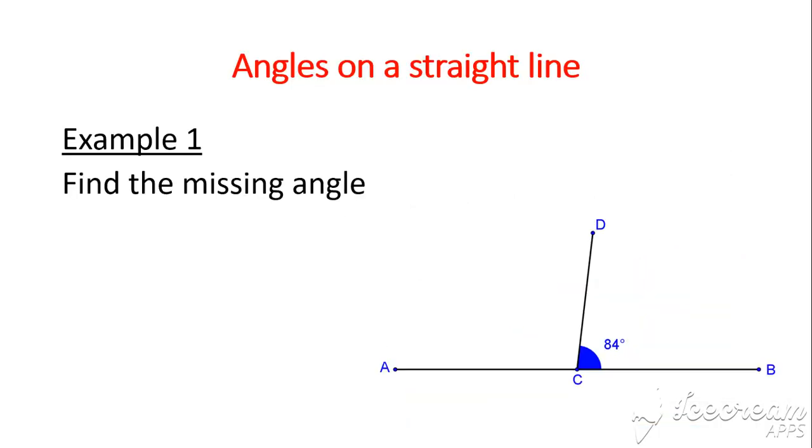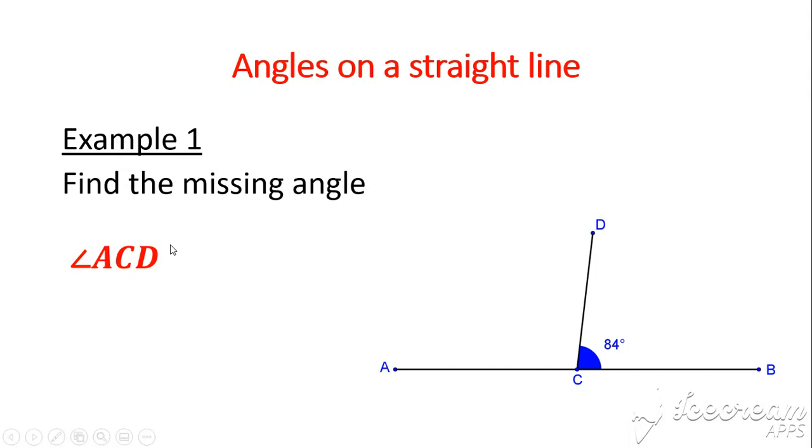Right, well, let's use that to solve a problem. Example 1, find the missing angle. So here we have this straight line between A and B, and we have an angle DCB or BCD, which is 84 degrees, and we are here to find out this missing angle ACD.